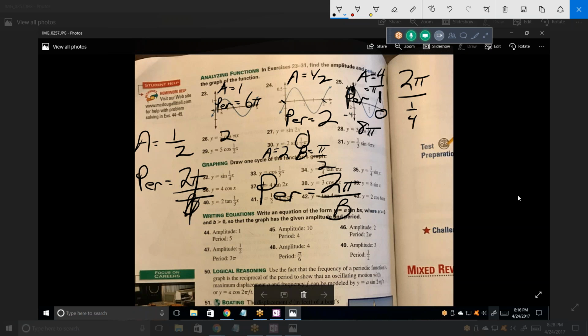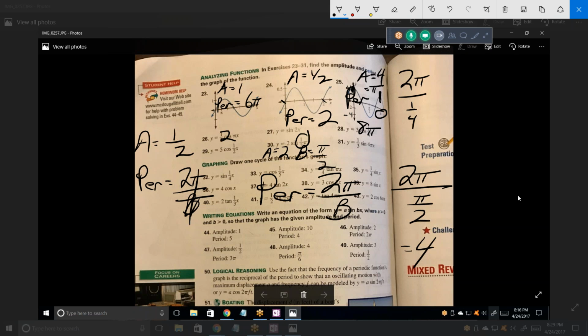Right. So the pi's would cancel out. Well, actually, no, so you'd multiply it by 2 over pi. Don't get confused here. We got 2 pi over b, which is pi over 2. So you're right. Flip and multiply. The pi's cancel out, and you get 4. Now 4 pi. The period is 4 on, what one was that? That was 30. That was 30, right.